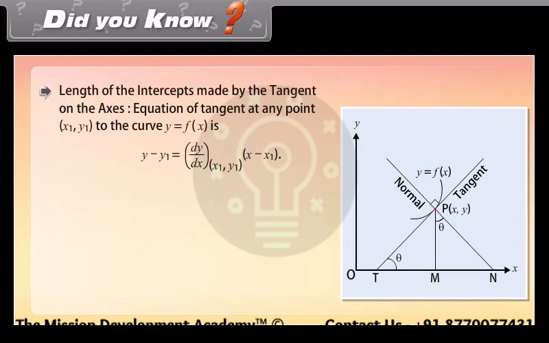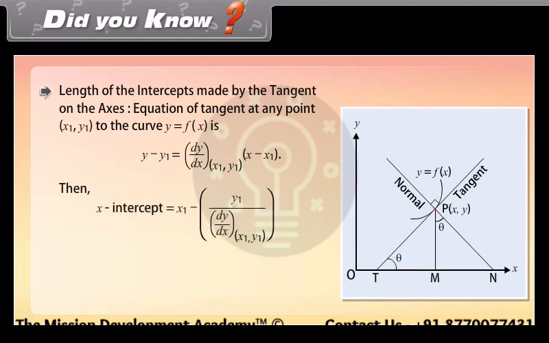Length of the intercepts made by the tangent on the axis. Equation of tangent at any point (x1, y1) to the curve y is equal to f(x) is y minus y1 is equal to dy/dx at (x1, y1) into (x minus x1). Then, x-intercept is equal to x1 minus y1 by dy/dx at (x1, y1) and y-intercept is equal to y1 minus x1 into dy/dx at (x1, y1).